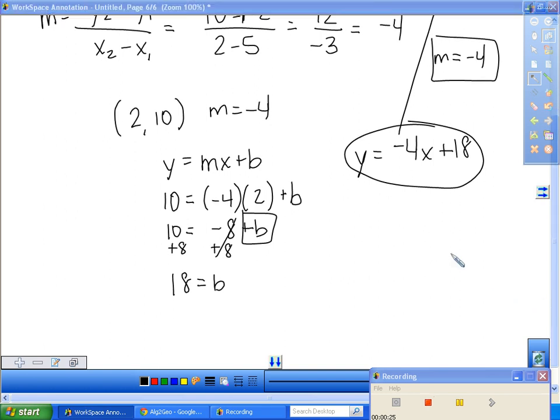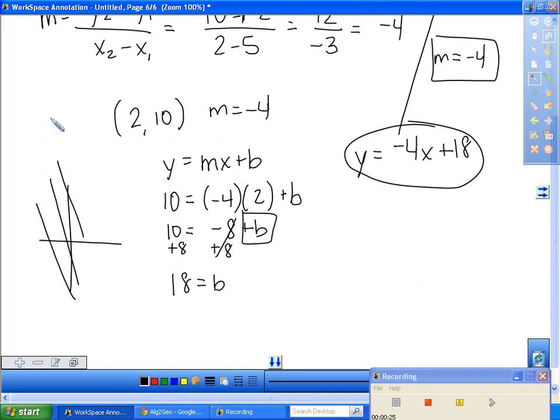There's many answers. Any equation that you write that has a slope of -4 is going to be parallel. So all you have to do is change where it crosses the line. So this one we're saying is crossing at 18 with a slope of -4. I can pick any line that has a slope of -4 and just change where it crosses. So one example would be negative 4x plus 10.